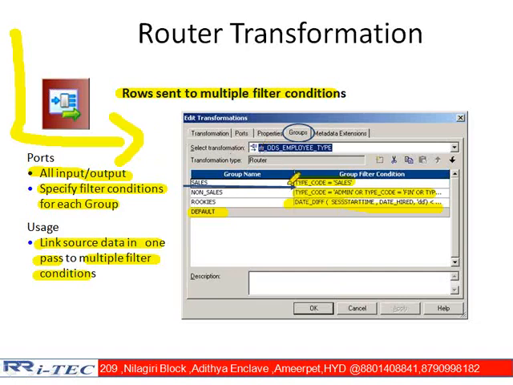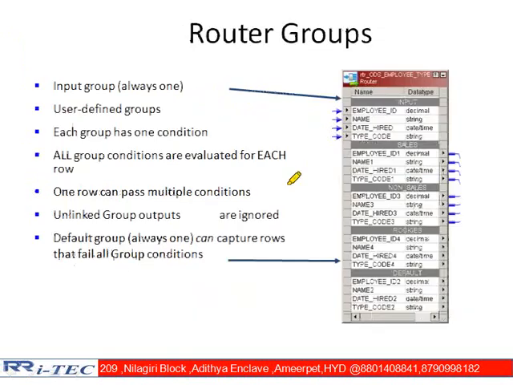Yesterday's situation is, only one condition is allowed in the filter transformation. If you want to define one more condition, you need to take one more filter transformation. See this diagram. I am sending here the input group, only one input group.